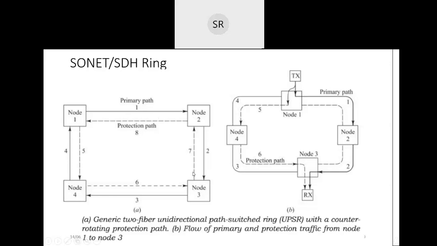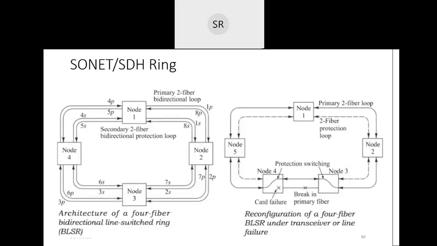So there are a lot of architectures, out of which we will consider the two-fiber unidirectional path switching ring, and another network we can consider is the two-fiber or four-fiber bidirectional line switch ring. Okay, now here we can say that's about a two-fiber bidirectional, or a four-fiber bidirectional likewise.